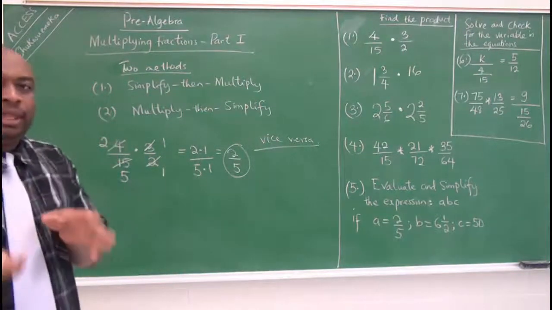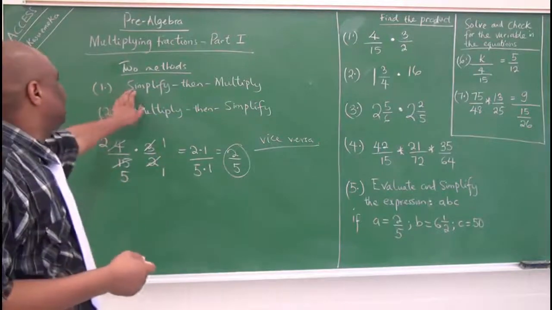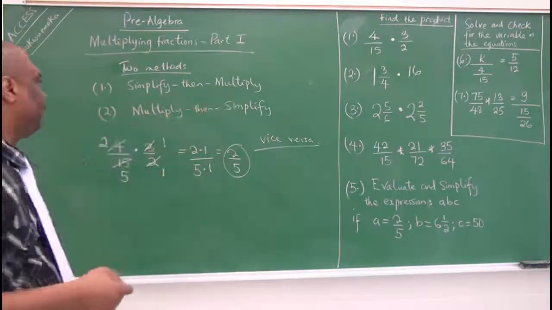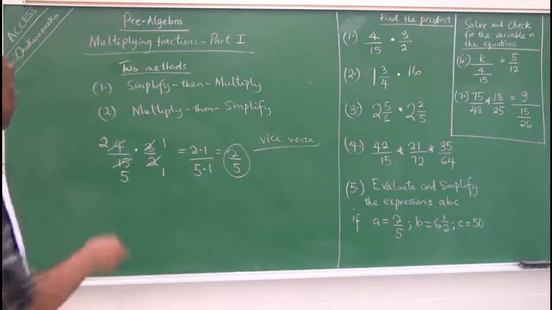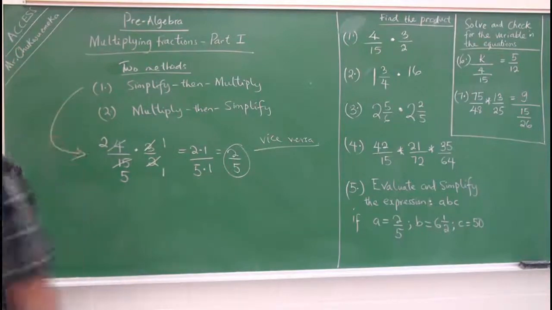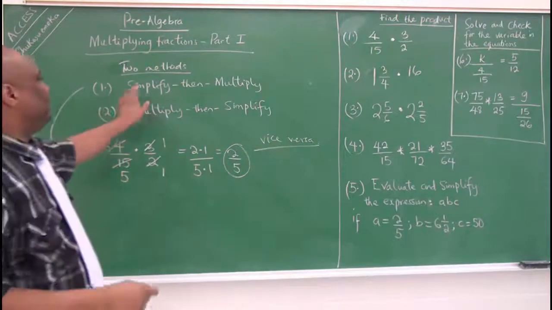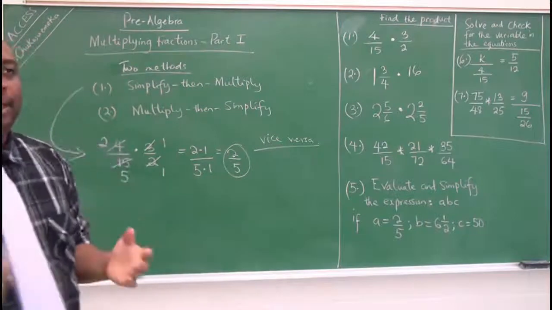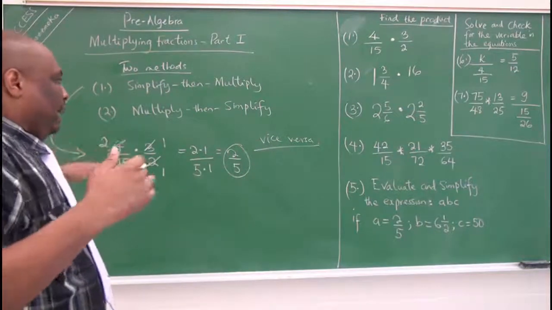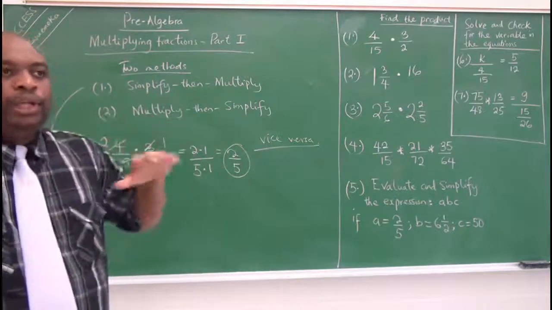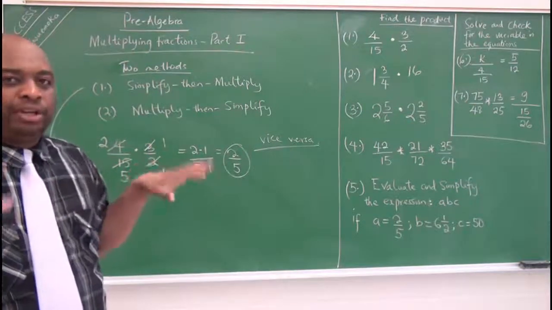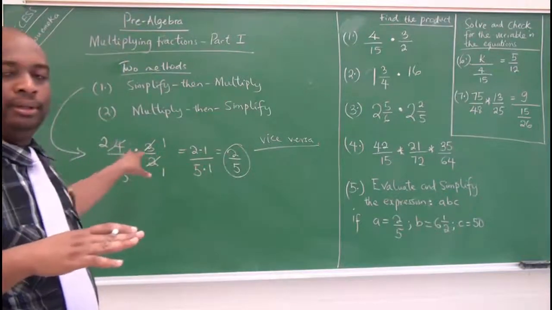One good thing about the first method, simplify then multiply, is that you take care of simplifying the fraction right there.